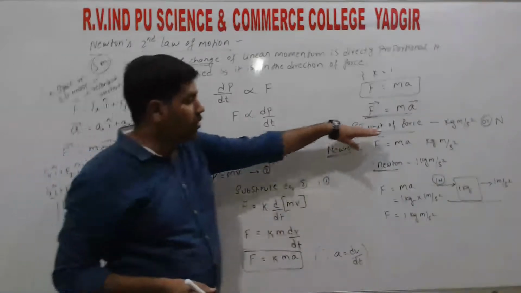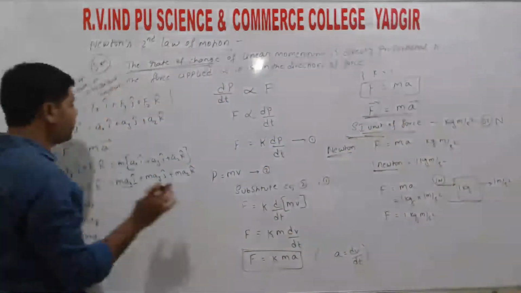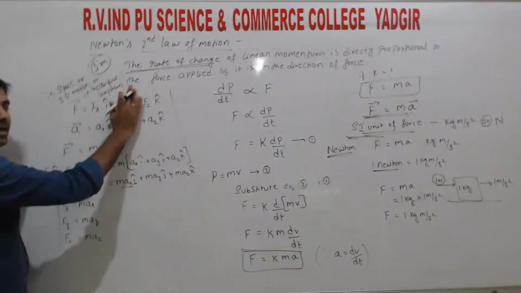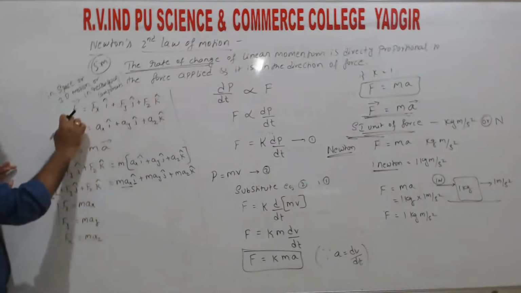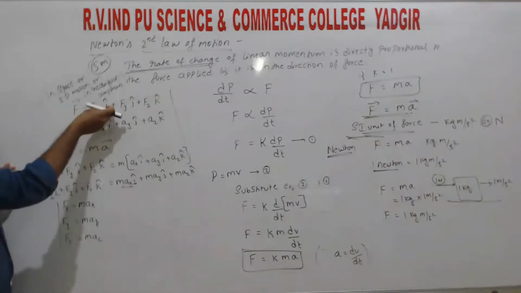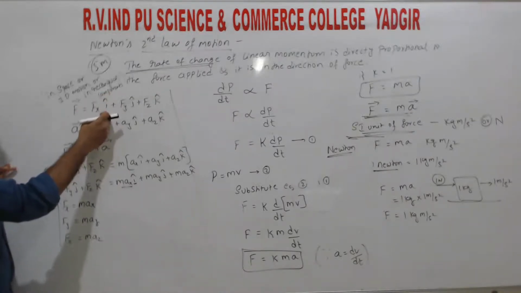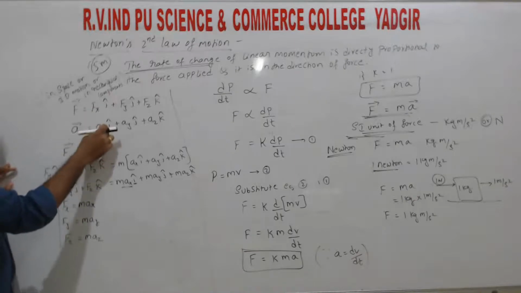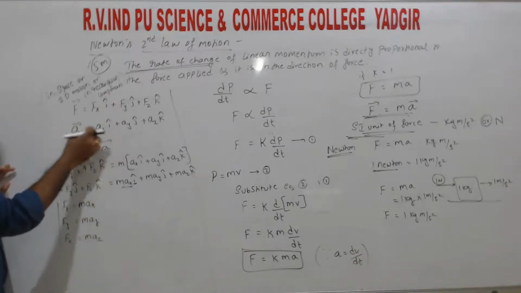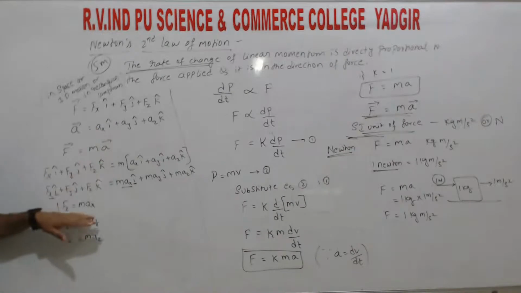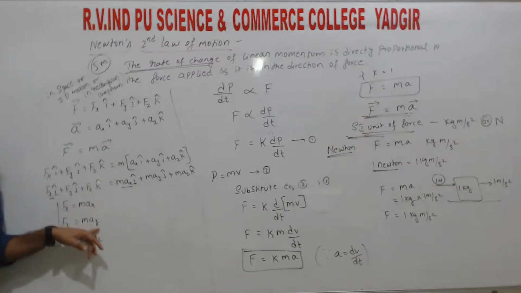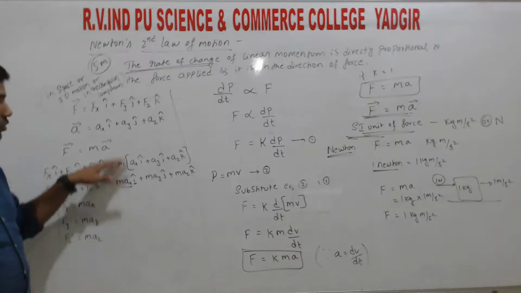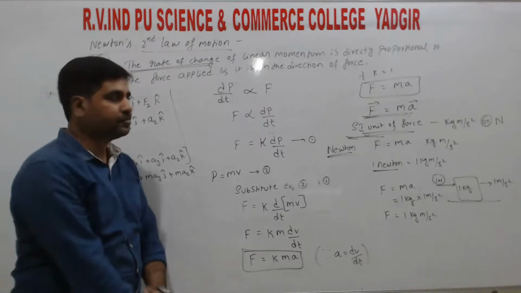So this is only in 1 dimension. If they ask only for 1 dimension, then F is equals to Fx i cap, right? And A is equals to Ax i cap, right? So the magnitude of the force is Fx, so there is no need to mention the direction, right? So F is equals to directly m into Ax i cap, so F is equals to max. So we get directly ma, right? If they give Ax along the x-axis, Ay along the y-axis, Az along the z-axis, this is the vector form, right?